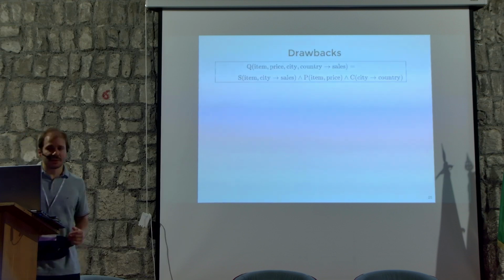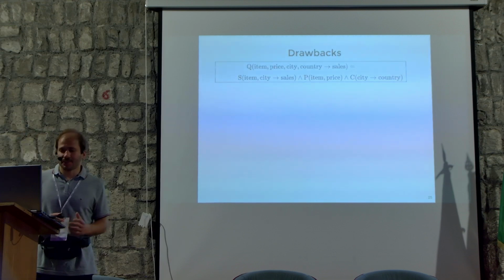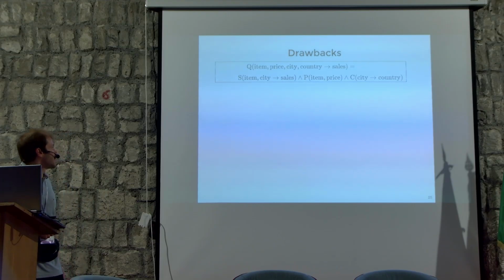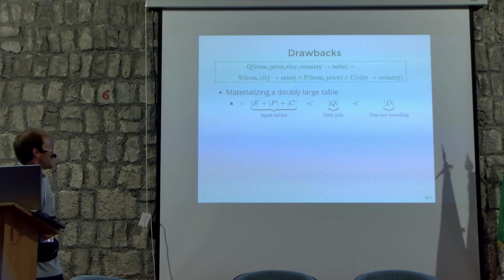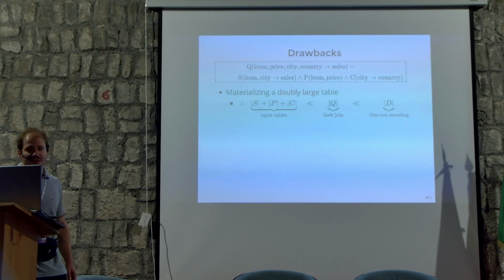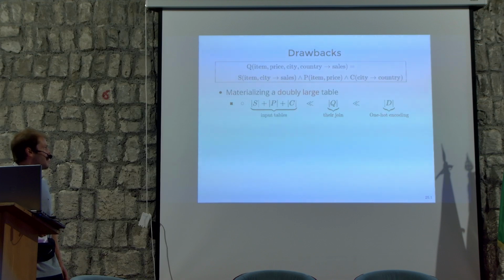And what exactly are the shortcomings of this structure agnostic approach? First of all, we will pay a double price in blowing up the size of our data. Our input data was just these tables, the S, P, and the C tables. But if we perform the join explicitly, the output size of the join is potentially asymptotically larger than the sizes of the inputs. And even worse, when we do one-hot encoding for categorical features, we end up with something that is even bigger. So we are paying a blow-up price twice in this process.